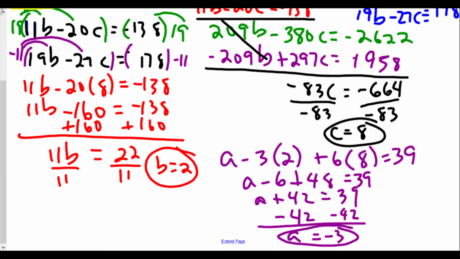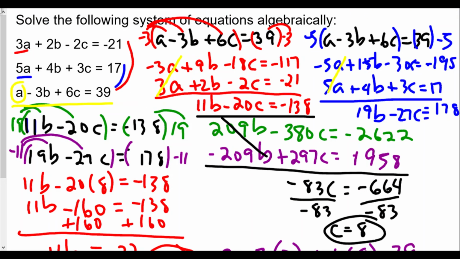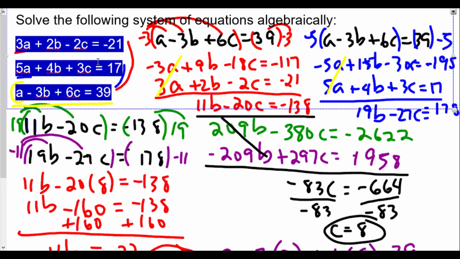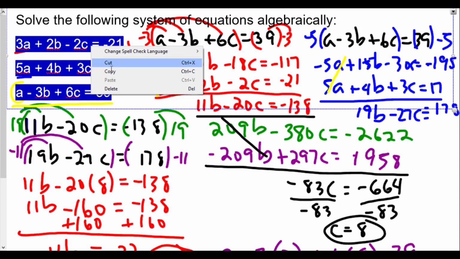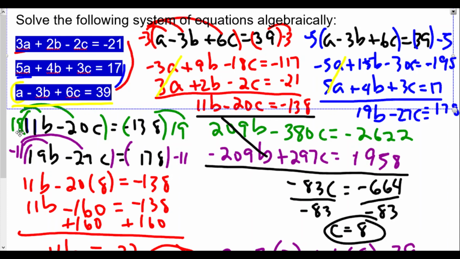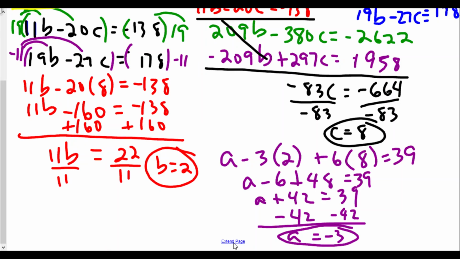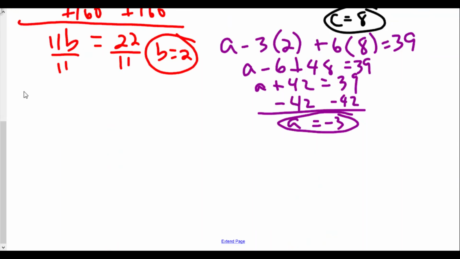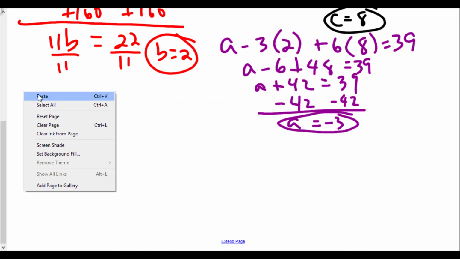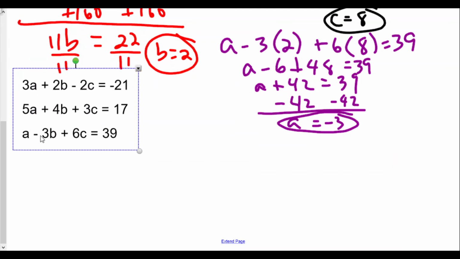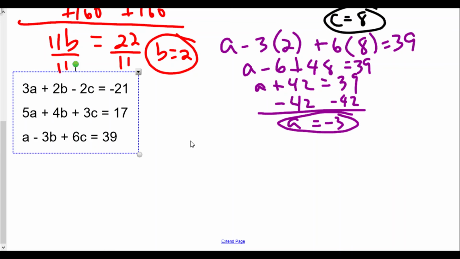Now to do our check. So now I'm just going to bring up the screen here, and I'm going to copy these equations over again because it's easier, since my handwriting is dreadful. So let me just copy this, and I'll paste this down here so we can do our check. Okay, paste, paste, there you go. All right, so now remember we're going to plug in our values for a, b, and c, starting with our first equation, 3a plus 2b minus 2c equals negative 21.